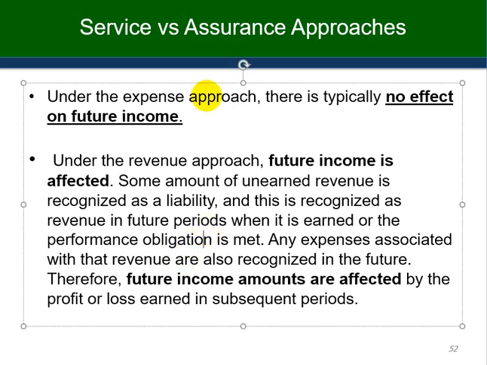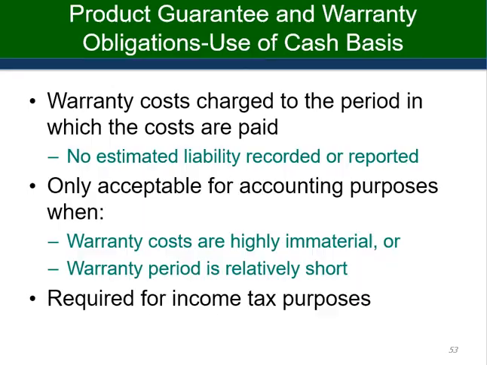Under the expense approach, everything happens at the time that you make the sale, so there's no effect on future income. Under the revenue approach, we record revenue out of unearned revenue over time, and record the expense as the obligation is actually delivered. Okay, so that's enough about warranties.